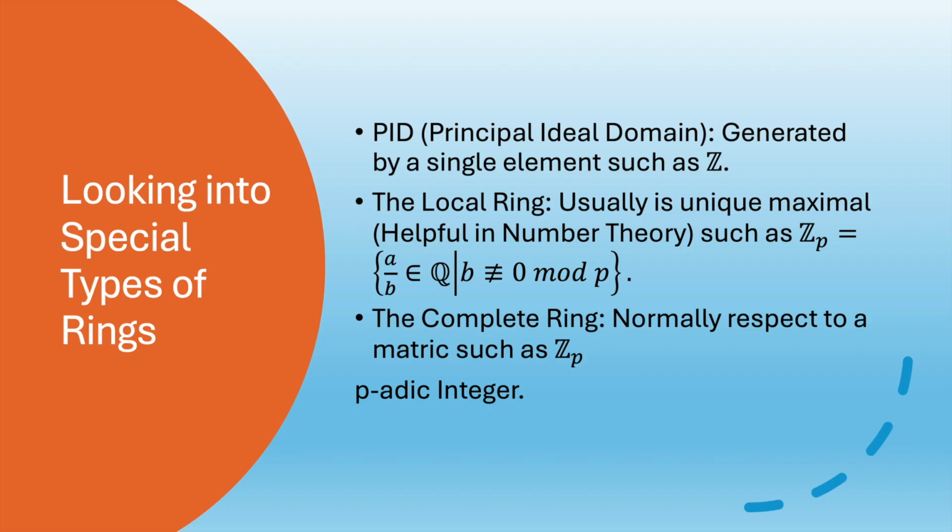Now we'll be looking into special types of rings, such as a PID, which is also known as a principal ideal domain. It usually generates one single element, such as the integers. For local rings, there is usually a unique maximal ideal, which is very helpful from what I found out for number theory and different number theory concepts. So an example could be the integers localized at p, a over b that belongs to the rational numbers where b is not equivalent to 0 mod p. For the complete ring, usually it respects limits, such as the integers of p, well, p-adic integers.